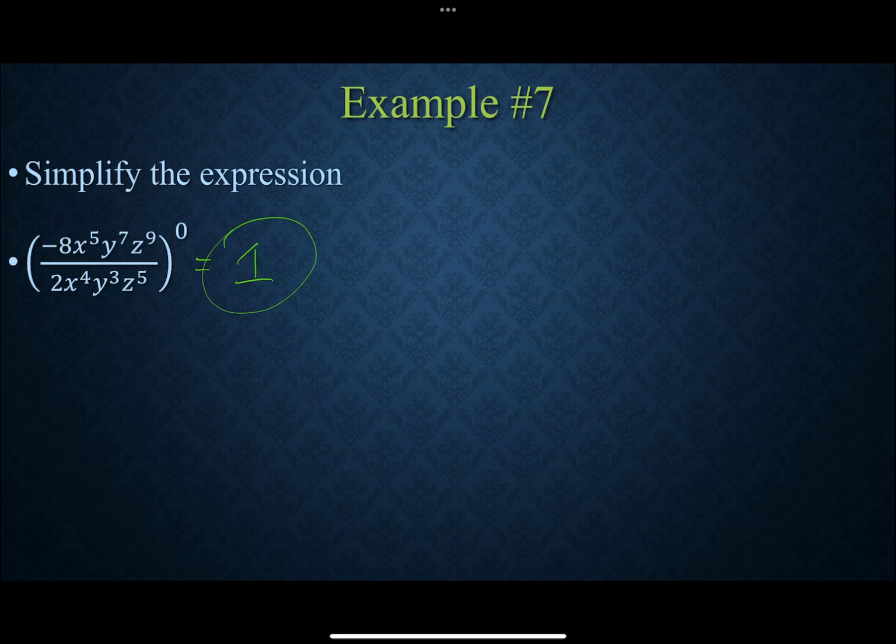Nothing fancy there, so just be careful. It's not 0, it's a common mistake. If something's being raised to the power of 0, the answer is 1. Part of where it's coming from is very straightforward.